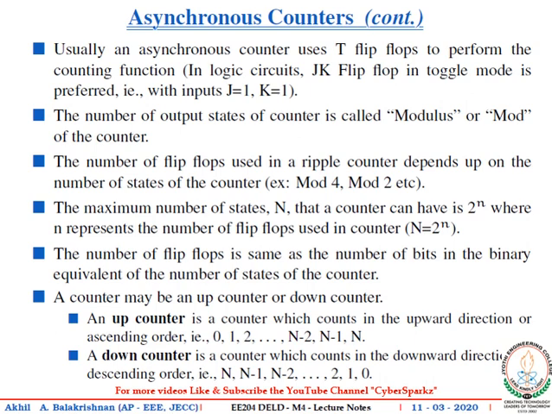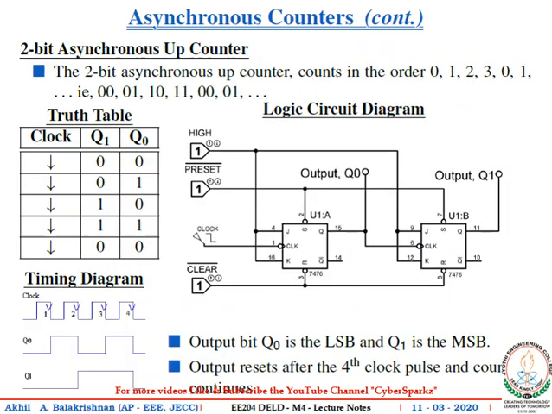A counter may be an up counter or a down counter. An up counter is a counter which counts in the upward or ascending order, and a down counter is a counter which counts in the downward or descending order. Let us discuss these asynchronous counters in detail.